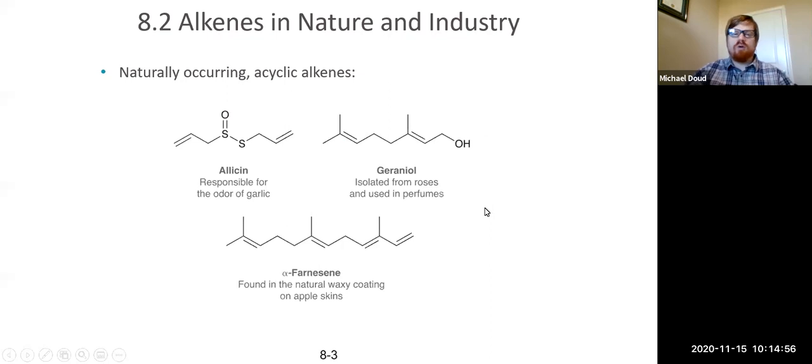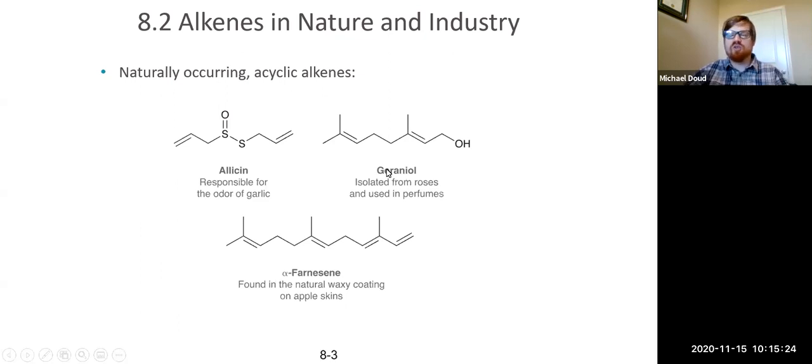Okay, so alkenes show up all over the place, both in biology and in industry. So these are some alkenes that you're familiar with from before. Allicin is what gives you the smell of garlic, whether you like that or not. This is allicin here. Geraniol is a perfume, and it smells like roses, basically. So I guess it's actually isolated from roses, so that makes sense.